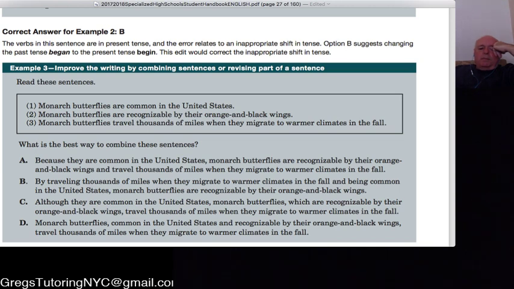Because they are common in the United States, monarch butterflies are recognizable by their orange or black wings and travel thousands of miles when they migrate to warmer climates in the fall. Okay, what it's saying is that because they are common in the United States, the whole rest of that is true. Monarch butterflies are recognizable by their orange or black wings because they are common in the United States. Monarch butterflies travel thousands of miles when they migrate to warmer climates in the fall because they are common in the United States. No, that's taking one of the sentences, right? There were 3 characteristics of monarch butterflies. And it's taking one of those characteristics that they showed us and making it the reason for the other 2. And there might be scenarios where that's the case or true, but it's not here. So even though you might read A and it doesn't really slap you in the face as being wrong, it is. Okay, so it's not A.